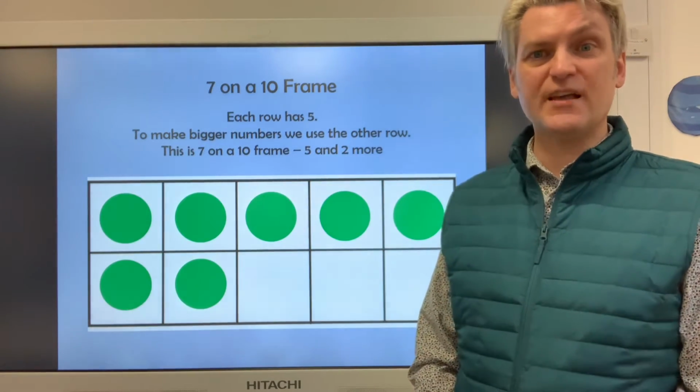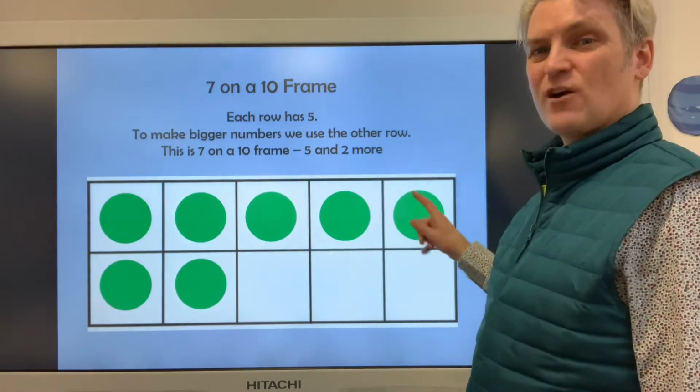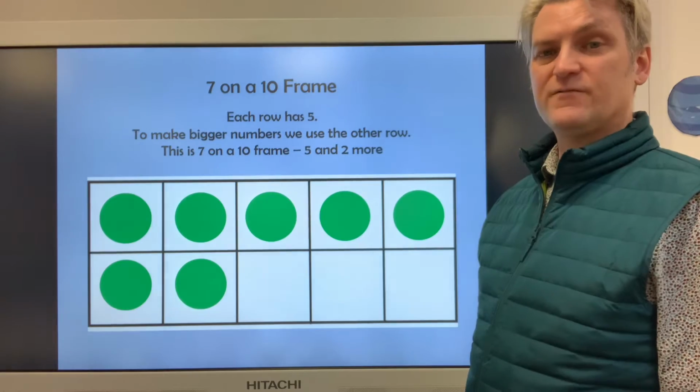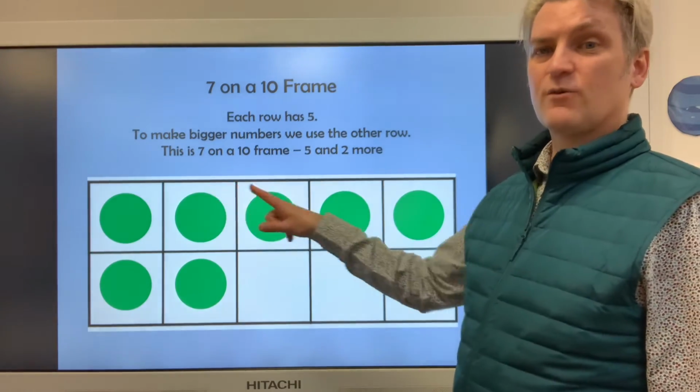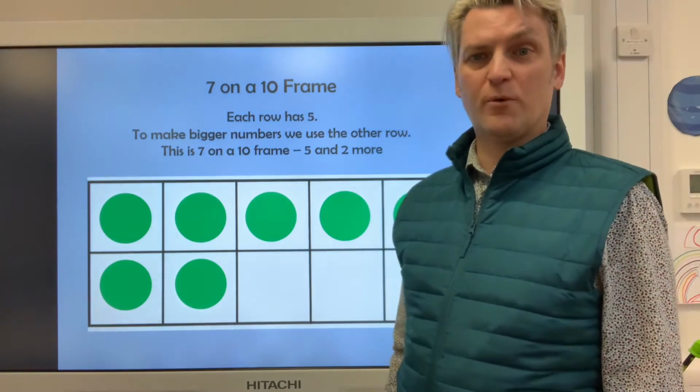This is the number 7. Remember, this row here has always got 5 if it's full. We don't need to count those. So we've got 5, 6, 7. We've got 2 more on that row.